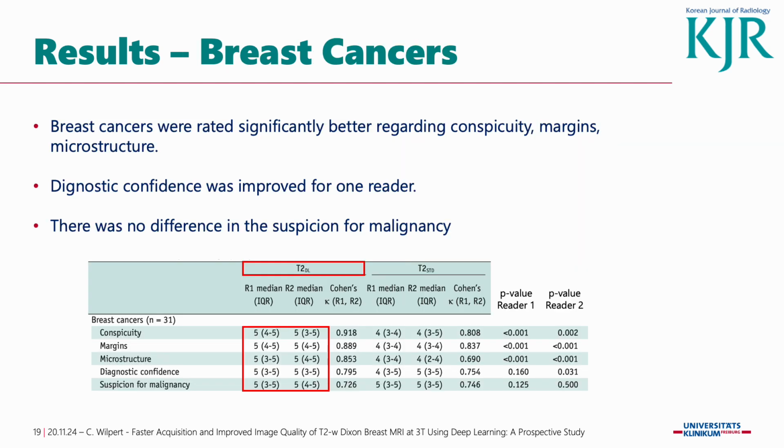For breast cancers, similar results were observed with conspicuity, margins, and microstructure. All those were significantly higher in the deep learning sequence, but diagnostic confidence was improved only for one reader, and there was no difference in the suspicion for malignancy.